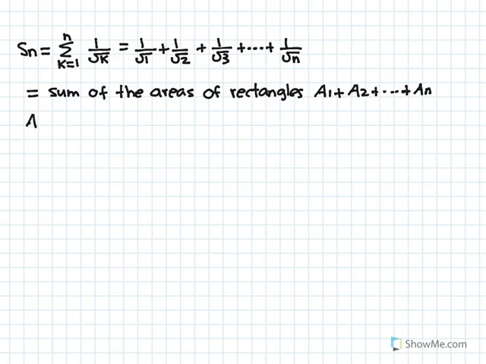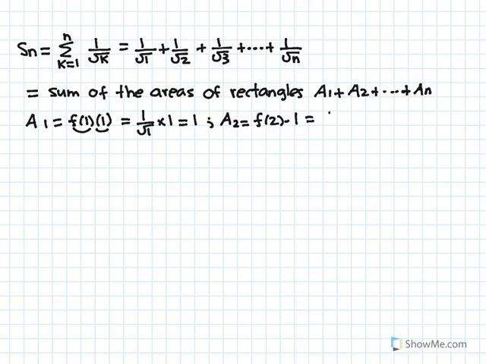Now A1 is the area of the first rectangle, so that's equal to f of 1 times 1, the height of the first rectangle times the width, which is 1. And the height is determined by the function 1 over root x, so that's 1 over root 1 times 1, which is equal to 1. Now the area of the second rectangle, A2, is f of 2 times 1, and f of 2 is just 1 over root 2. That's the function 1 over root x times 1. That gives us 1 over root 2.